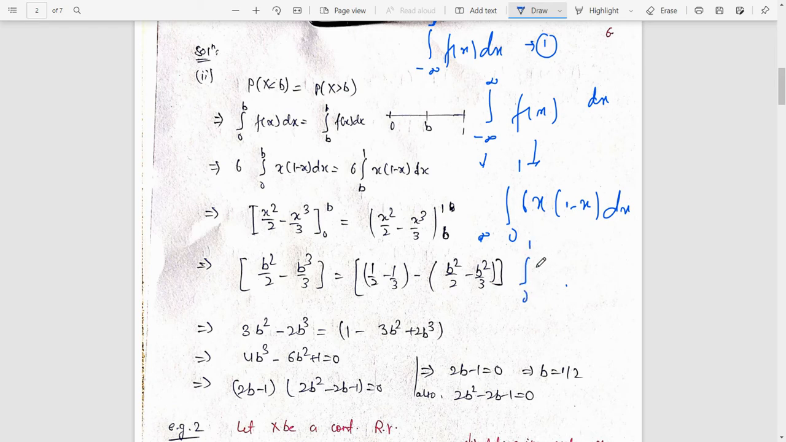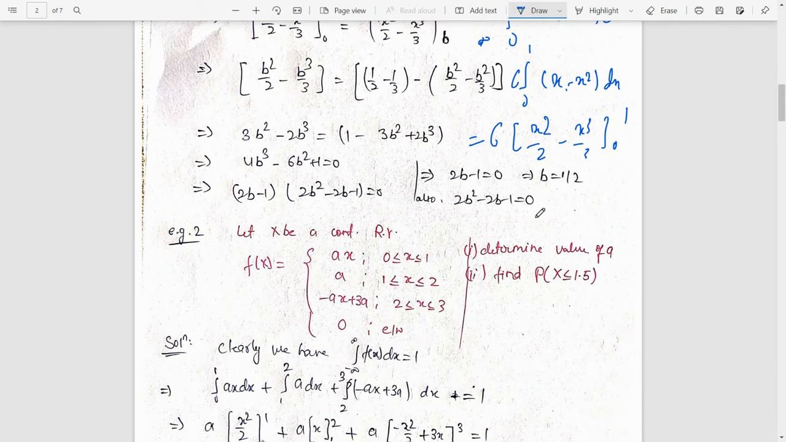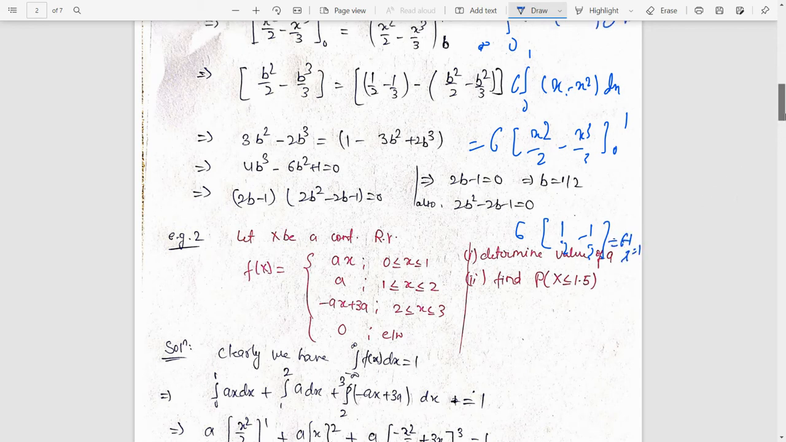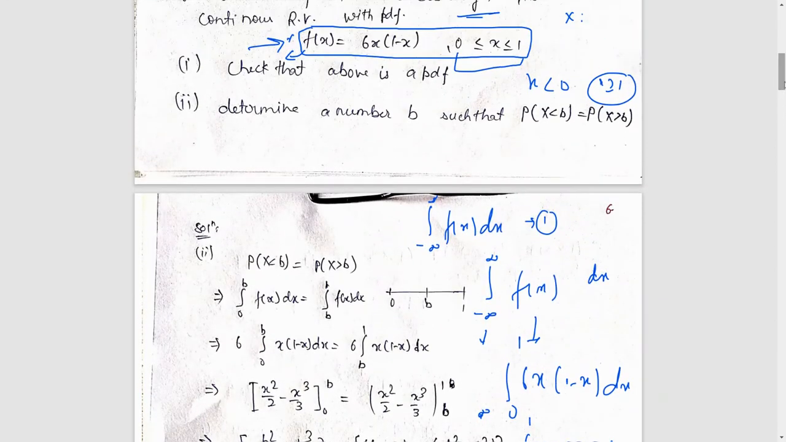Then you will do the integration. The integral of x minus x square dx, so 6 into x square by 2 minus x cube by 3, from 0 to 1. When you do this calculation, you get 6 into (1 by 2 minus 1 by 3). So this will be 6 into 1 by 6, which is 1. This means that this particular thing is the PDF. Whenever you have some function given and you want to check if it's a PDF or not, just calculate this integral. If it's 1, then you have a PDF.